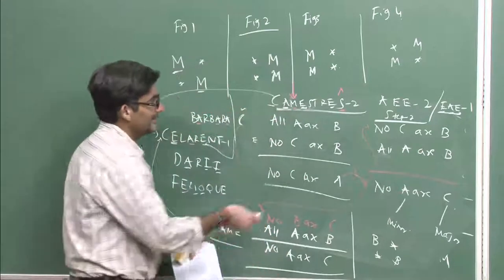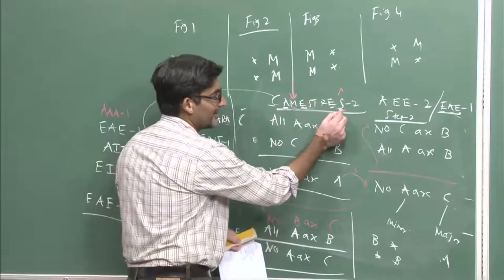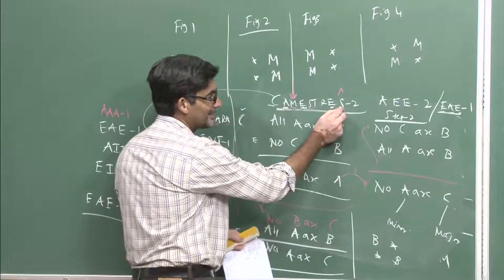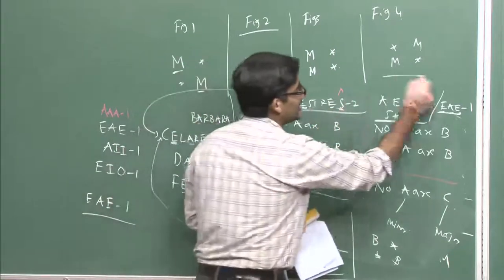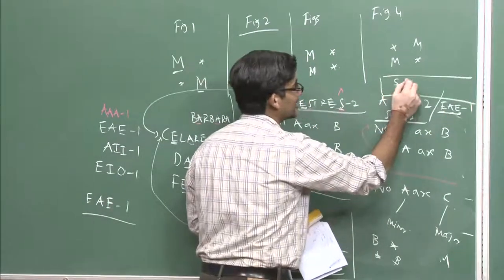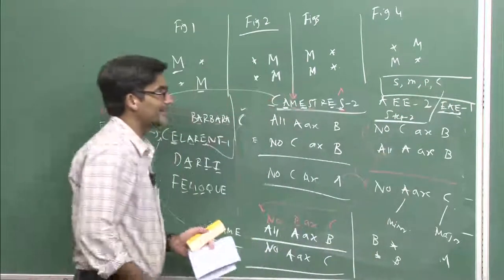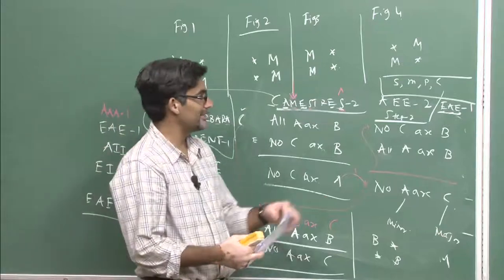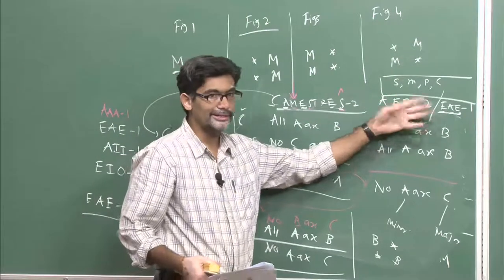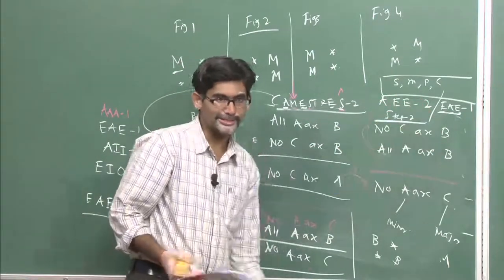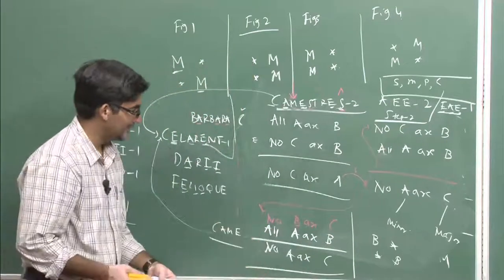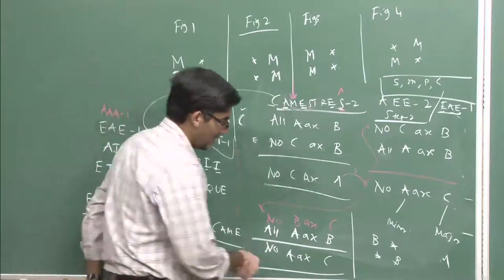Now there is one more operation here, one more consonant, S. We need to look for only these four letters: S, M, P and C. These are the consonants we need to look for, and the other things to look for are the vowels, which tell us what kind of mood the proposition is in.